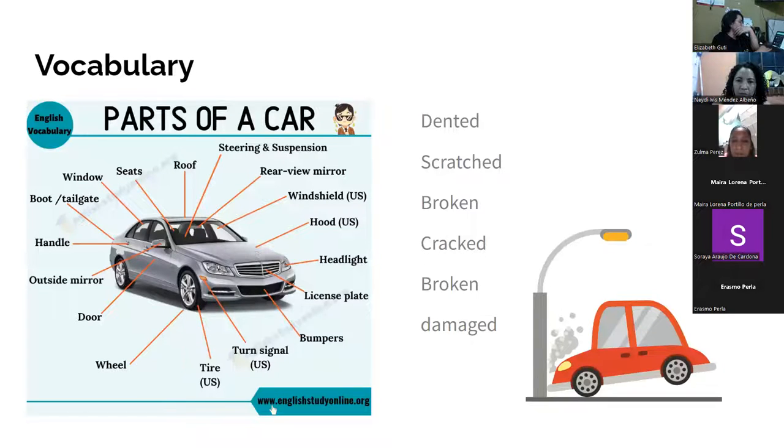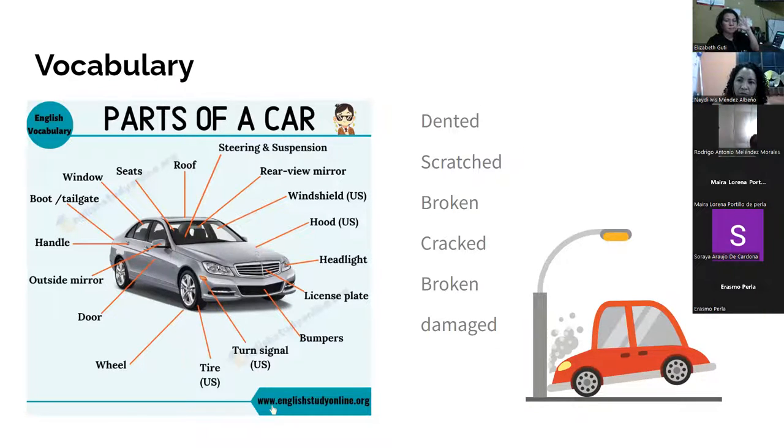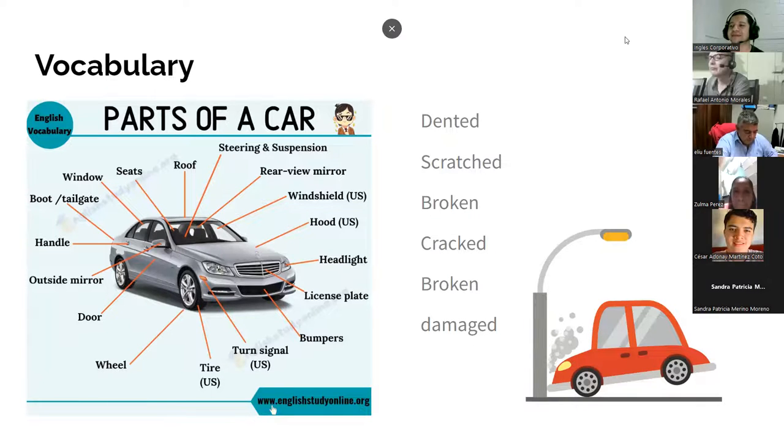Now, homework. Who did the homework? ¿Quién hizo la tarea? Who did the homework? Parts of a car. Me. Okay, what words did you investigate? ¿Cuáles palabras investigaron? What words? The lady first. Ladies first, okay. Ladies first. Let's see who wants to begin.